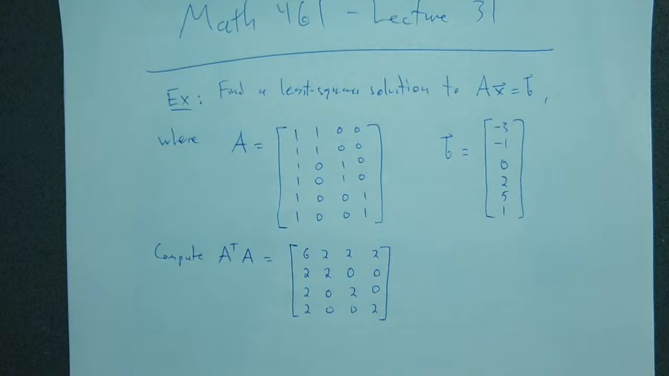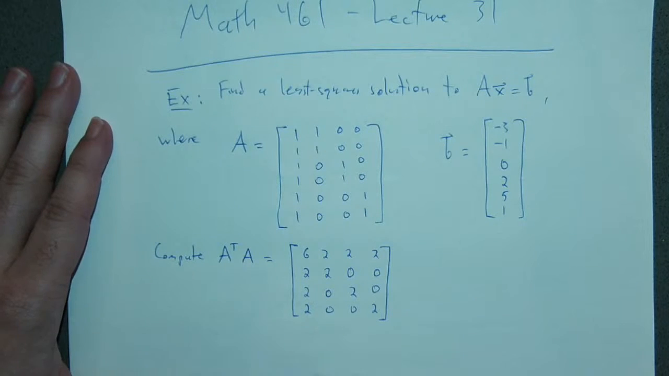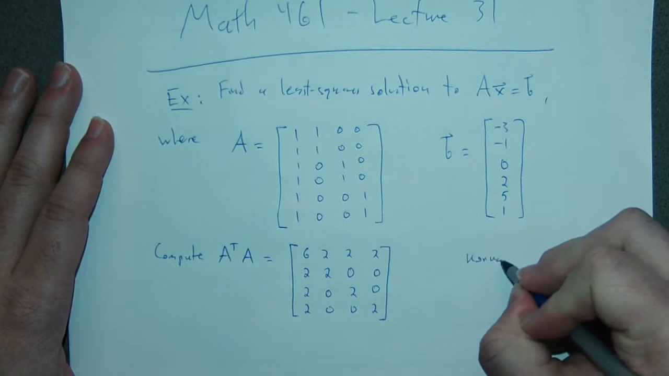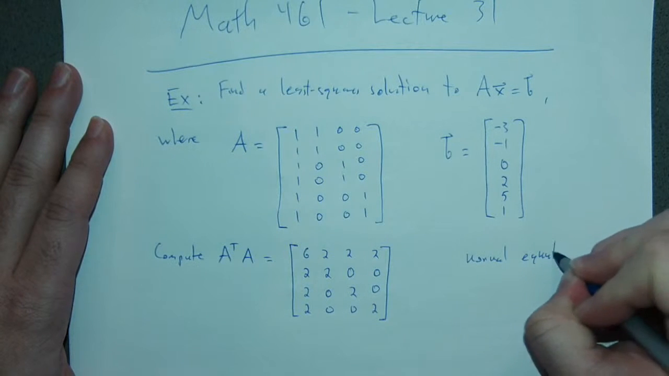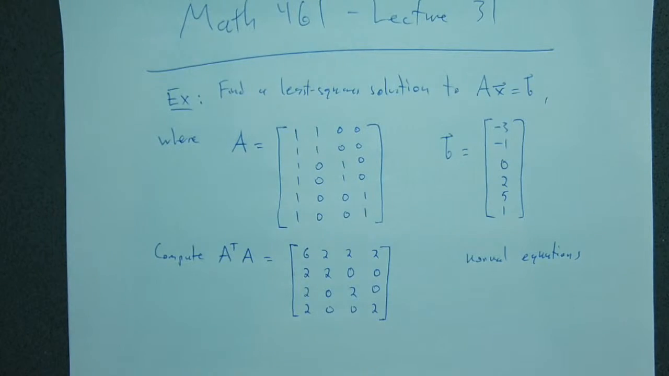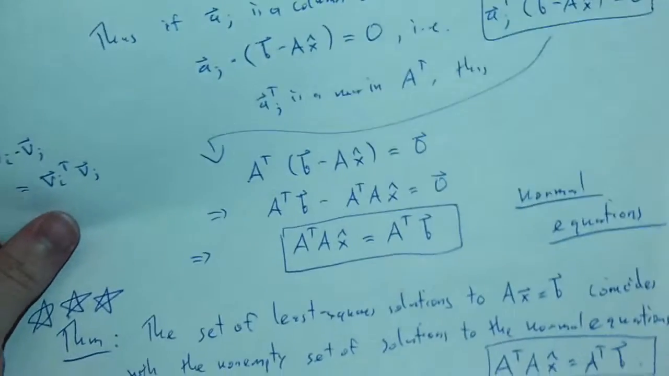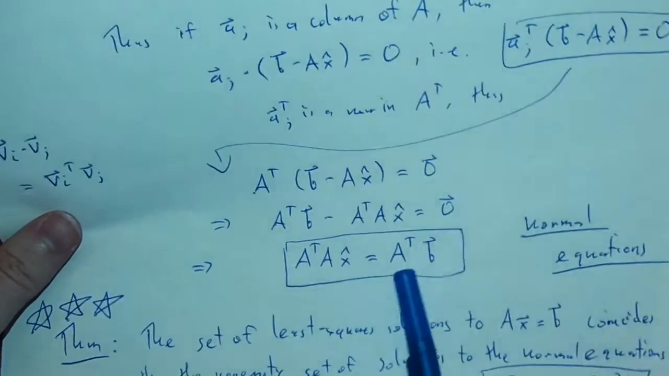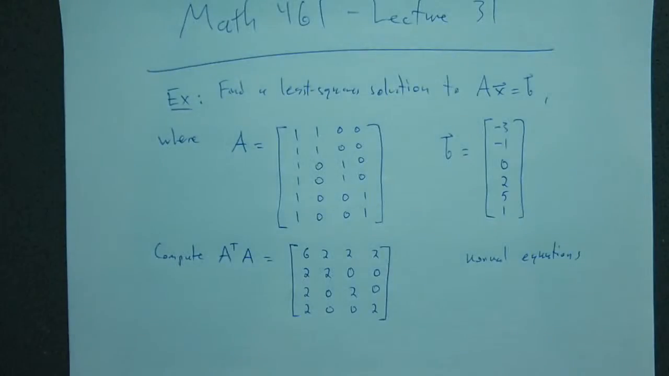What do I also need to compute? What is it that we're doing? We're trying to write out the normal equations here. So recall, the normal equations are A^T A x = A^T b.